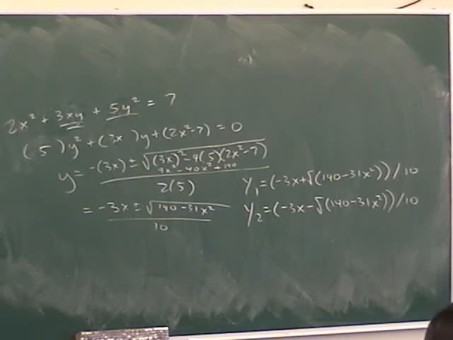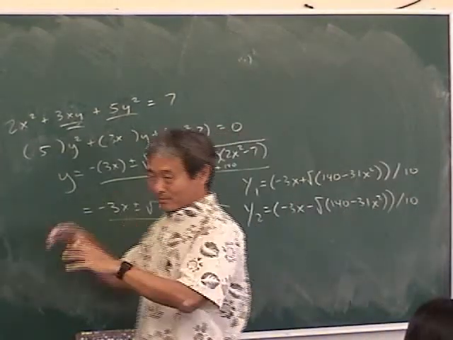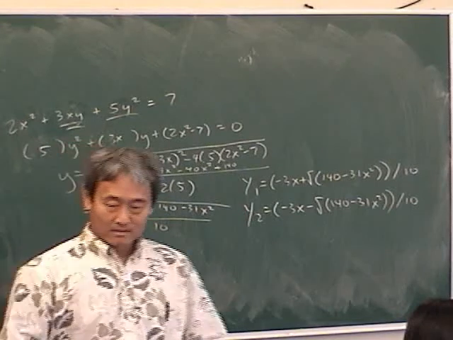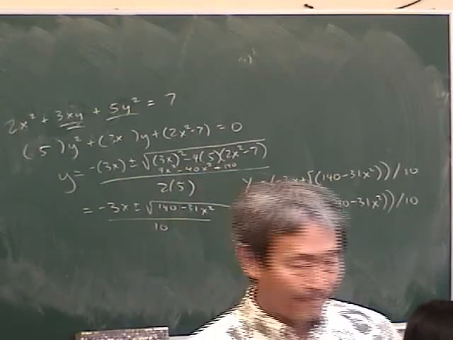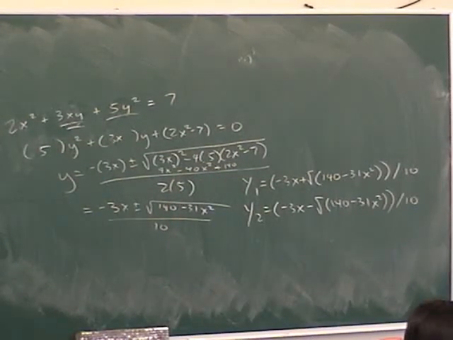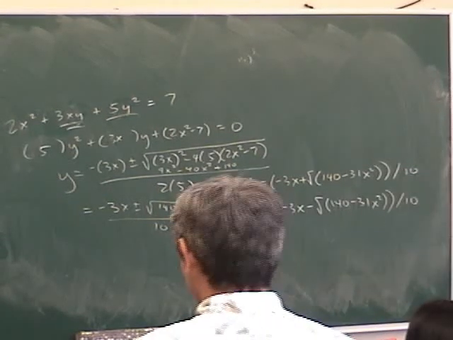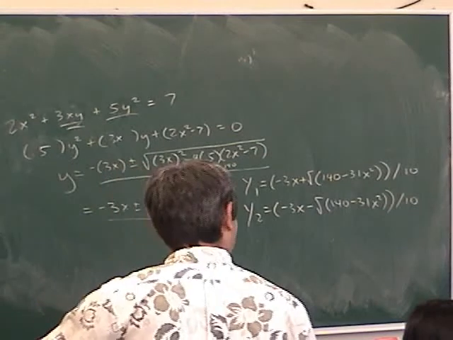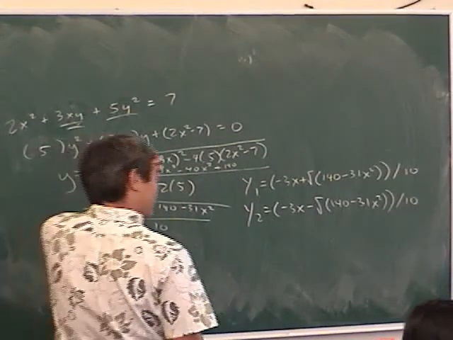What kind of window do you have? Negative 10 to 10 and negative 15 to 14. TI people, do a zoom decimal. I love zoom decimal because that's the way the graph looks. Oh, there you go. That's beautiful. Tilted ellipse.